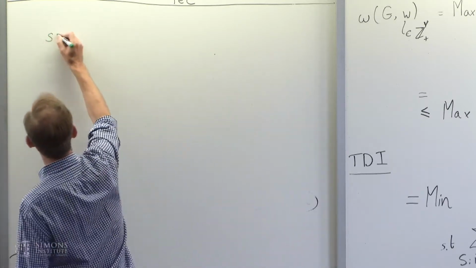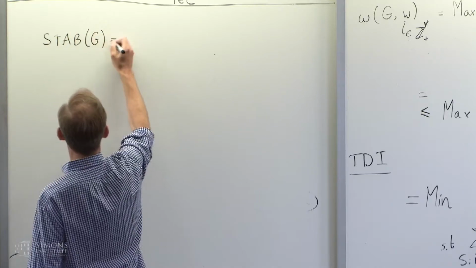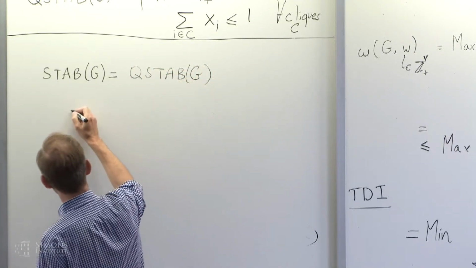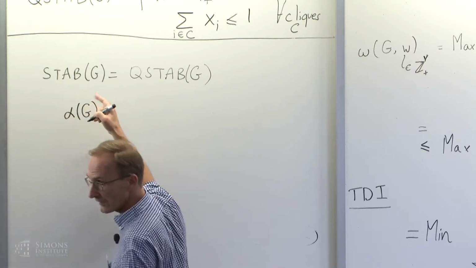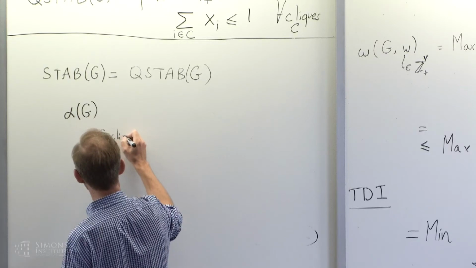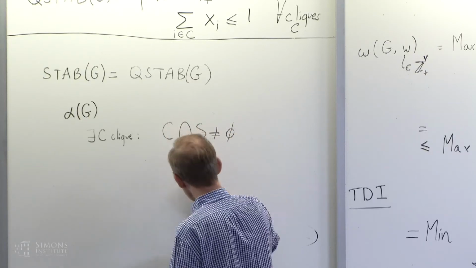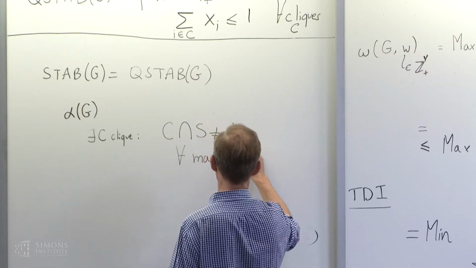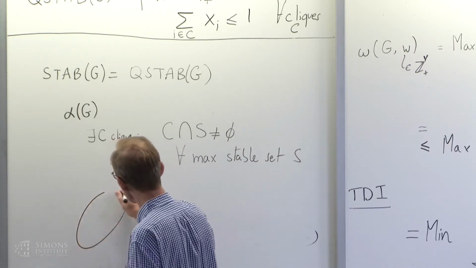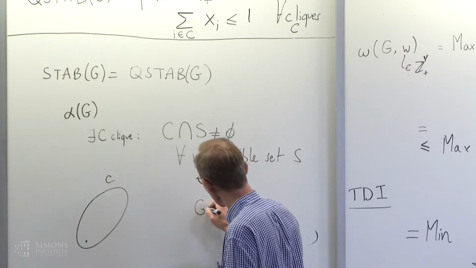So the fact that stab of G is equal to Q stab of G means that if I look at alpha of G, and I could have done it for any induced subgraph, but I'm just doing it for the graph, there exists a clique such that the clique has a non-empty intersection with every maximum stable set S. But that's good, because I take my clique, and I delete that clique. So I take the graph minus the clique.